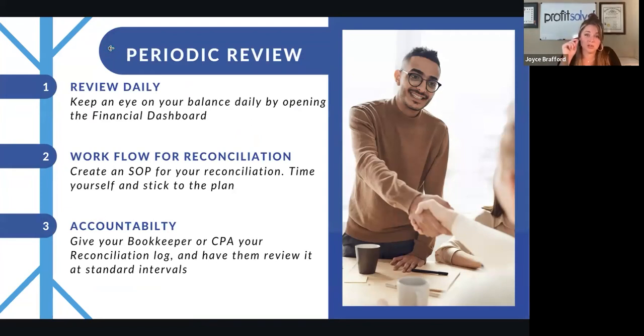You really need to do this. You need to review things daily. Now, the easiest way to do this is just to look at the dashboard. What am I expecting to come in? What am I expecting to go out? Does that number just look right? Maybe I'm not truly reconciling every day, but I have eyes on that number every single day.